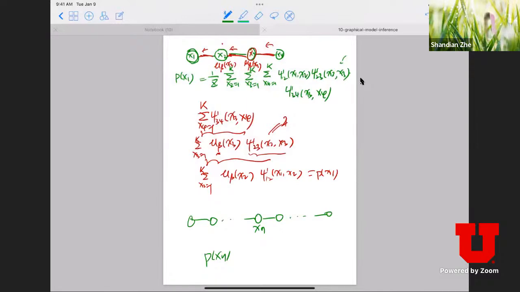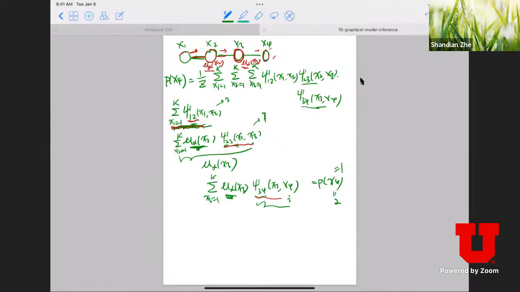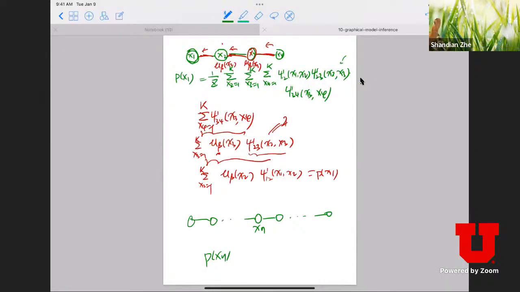Yes, both directions. For x4, which is on the rightmost, you just calculate the pass message from left to right. And from the leftmost node, x1, you just calculate and pass the message from right to left. But if your node is in between, in the middle, you can use the same method. Just calculate and pass the message both from left to xn and from right to xn, and multiply them together. That's it.